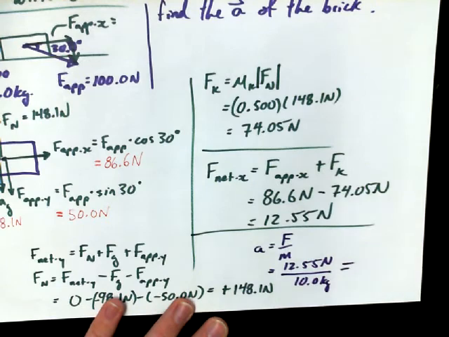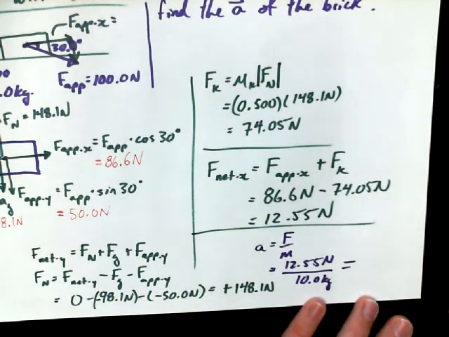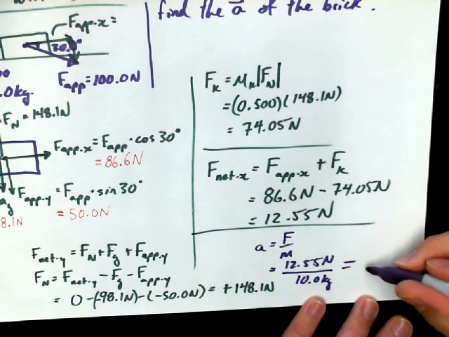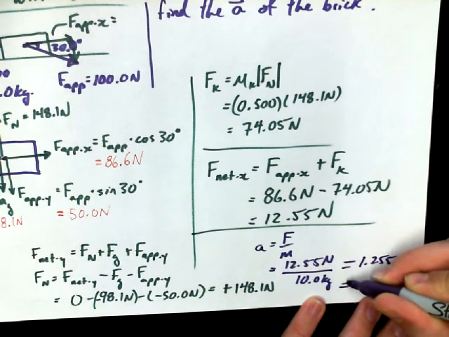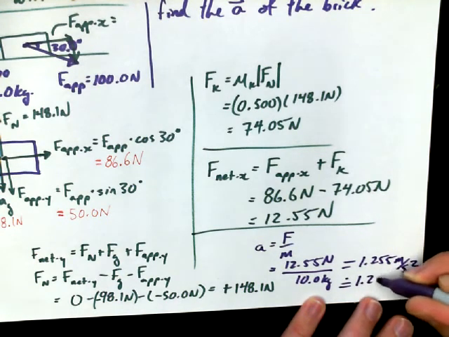I've just run out of space here on my paper, so forgive me for my horizontal equal signs here, but I'm just going to have some bad form. 12.55 divided by 10, you get 1.255 meters per second squared, or approximately, I think we had 3 sig figs to start with, so we could say 1.26 meters per second squared.